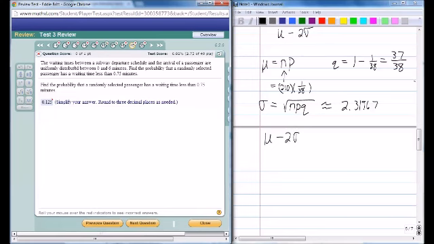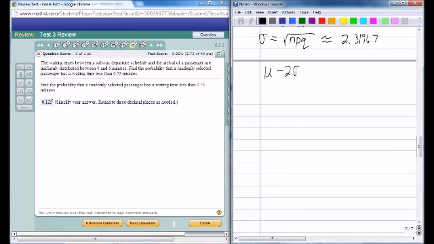Alright, the waiting times between a subway departure schedule and the arrival of a passenger are uniformly distributed between 0 and 6 minutes. Find the probability that a randomly selected passenger has a waiting time less than 0.75 minutes. Alright, so you need to take the total time. Remember probability, just a real classic run-of-the-mill look at probability is like part over total. And so we want to take our part, how much time we've been waiting, and we want to divide that by the total amount of time. So if we apply that, it's just 0.75 divided by 6.